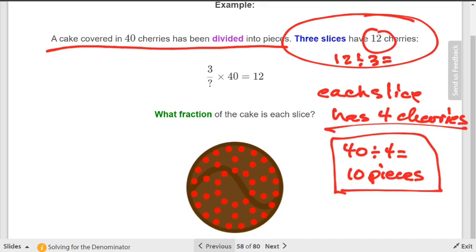Right? Make sense? Yes. If you're dividing out something evenly, then it has to stay even and divided into even pieces. So if I know 3 of them have 12 cherries, then there are 40 cherries total. Each piece has 4 cherries, and 40 divided by 4 gives us a total of 10 pieces. So divided into 10 pieces. Okay.